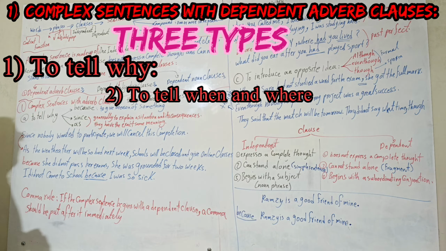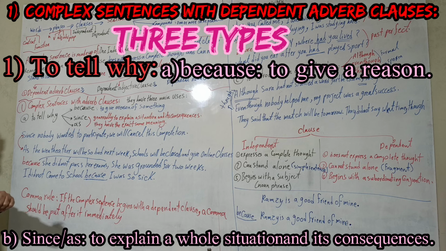While when I use since and as, they are generally used to explain a situation and its consequences, and they have the exact same meaning, which means that they can be used interchangeably. Since and as are 100% the same. Here, my friends, we say, since nobody wanted to participate, or as nobody wanted to participate. Both options are accepted. Here, since the weather will be so bad next week, schools will be closed.